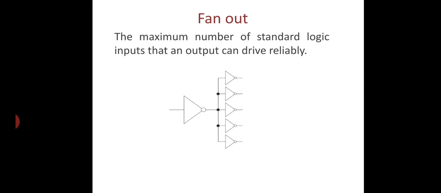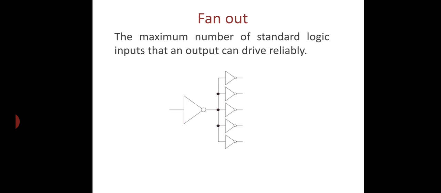Fan out: the number of similar gates which can be driven by a gate is nothing but the fan out. For example, as shown in the figure, the NOT gate output drives similar gates, and more similar gates can be driven. That means it is advantageous to keep the fan out large, as a large number of gates can be driven by the same gate.